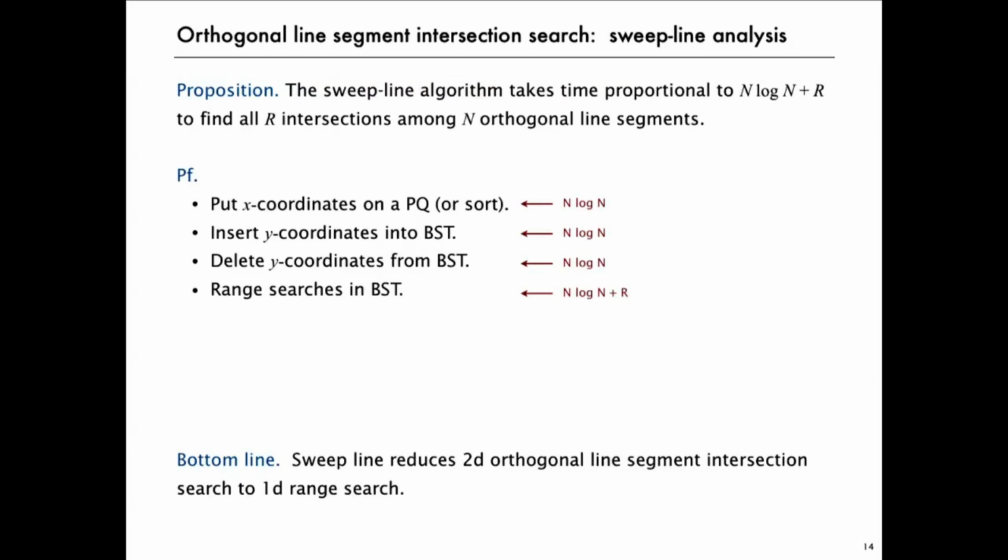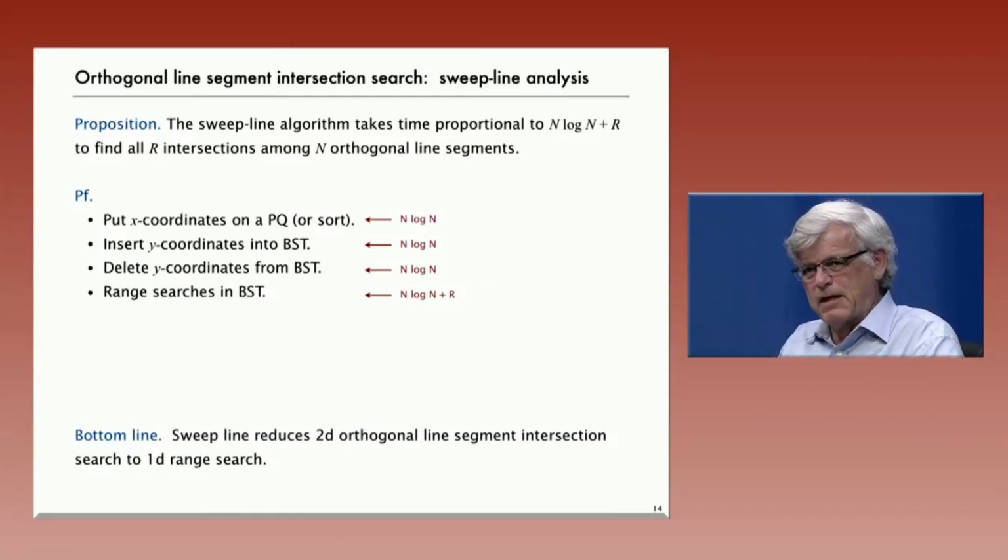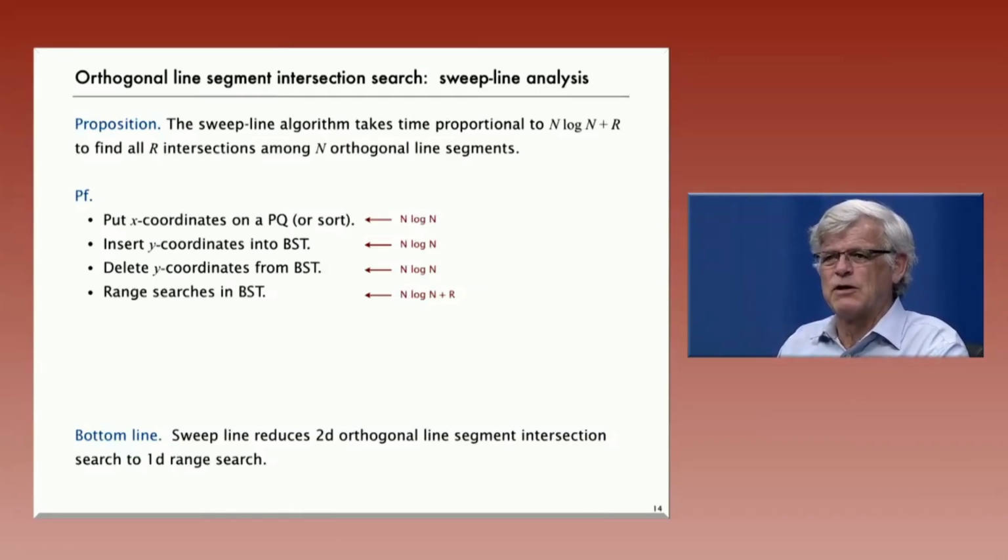And it's actually a very simple algorithm, and it's very easy to see that the running time is going to be proportional to n log n plus the number of intersections returned, where there are n horizontal and vertical line segments. And there are a couple of ways to implement it. One thing is you could sort according to the x-coordinates, or you could just put them all on a priority queue. And then that's going to take n log n for every one of the lines to process them all. Either n to build a priority queue and then log n to take the smallest off each time, or n log n for the sort.